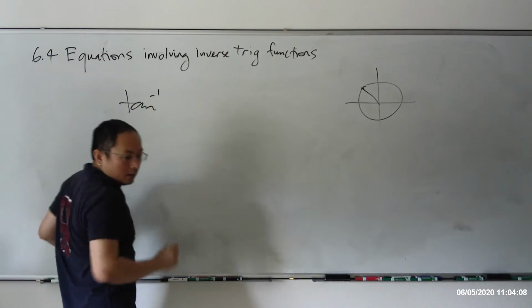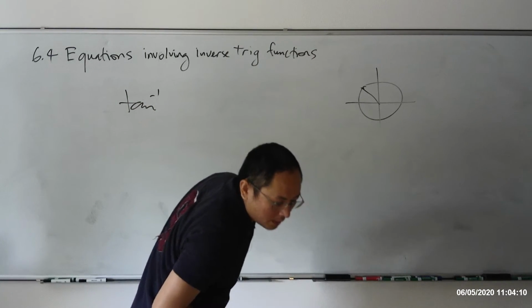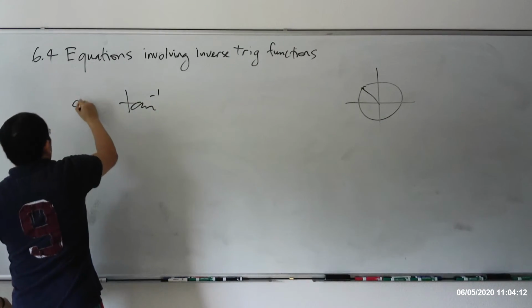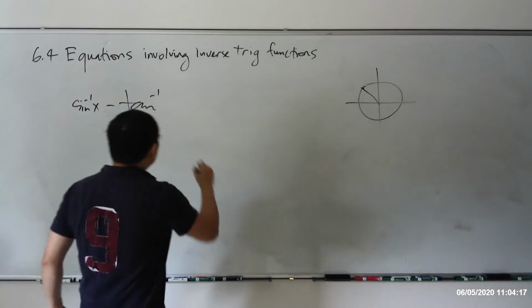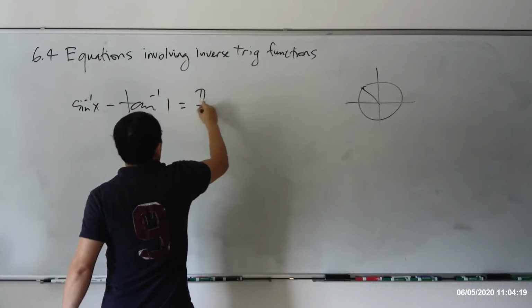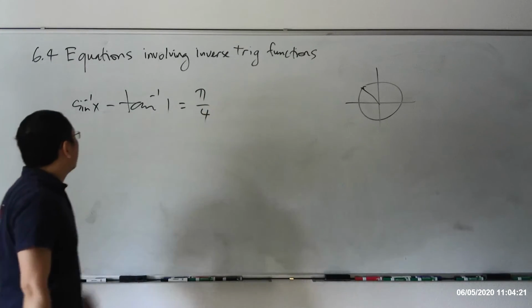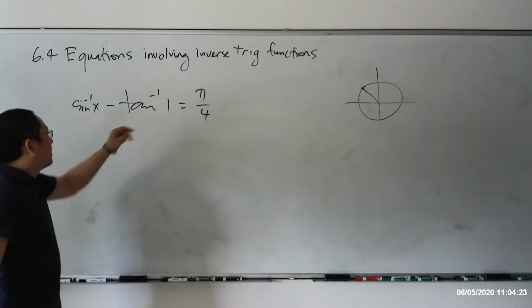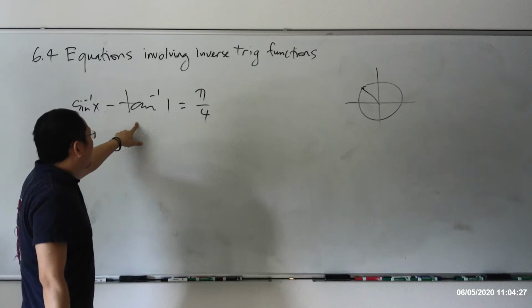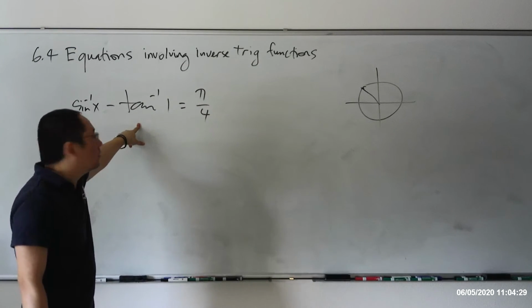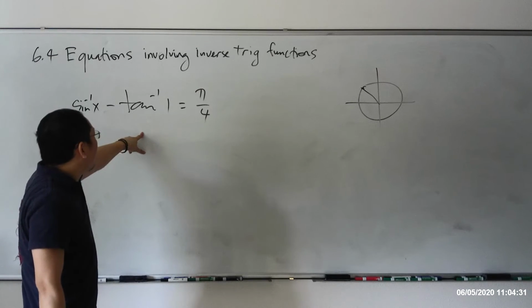Tangent inverse. I see sine inverse of x minus tangent inverse of 1 equal to pi over 4. Alright, I got tangent inverse, I got sine inverse. But tangent inverse of 1 is a very special number. Tangent inverse of 1, what angle makes tangent equal to 1? That angle is pi over 4.